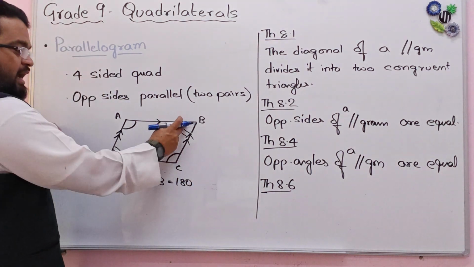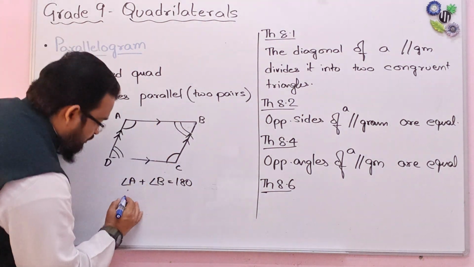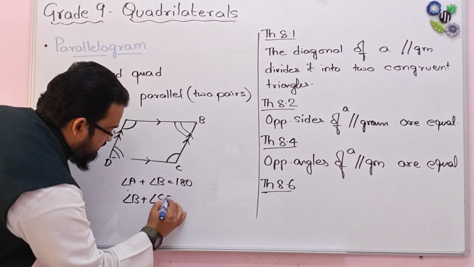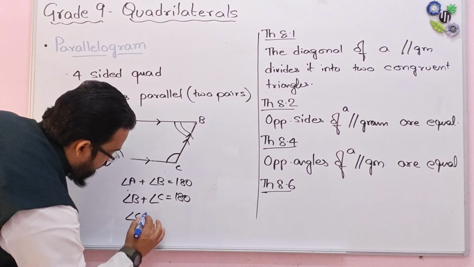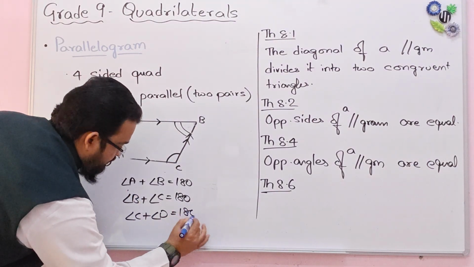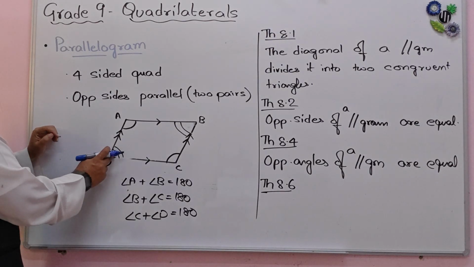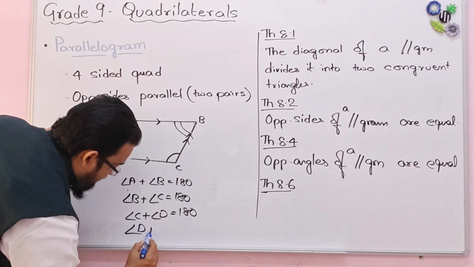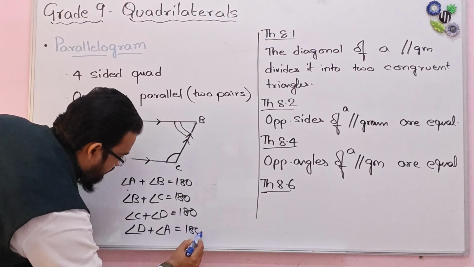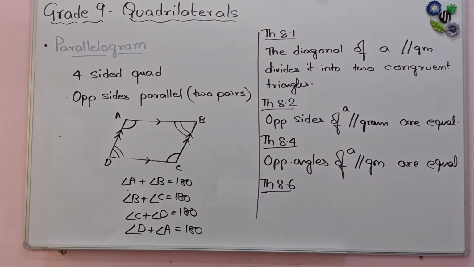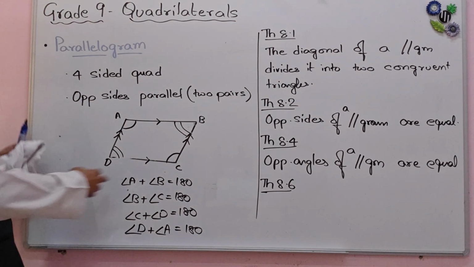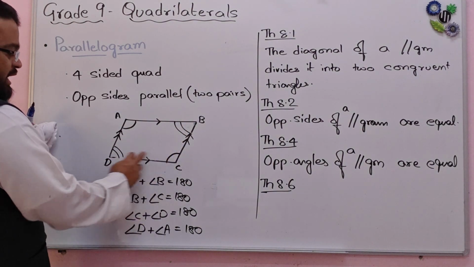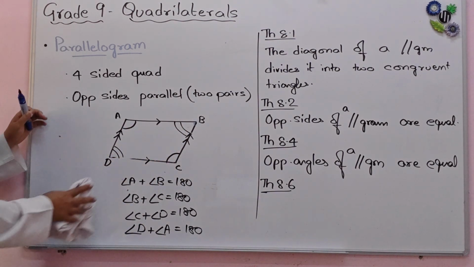In the same way, angle B, what is adjacent to it? Angle C also. So angle B plus angle C is equal to 180 degrees. And in the same way, angle C plus angle D is equal to 180 degrees. In the same way, angle D plus angle A is also equal to 180 degrees. Got it, my dear students? So please write the statement. This is deduced from theorem 8.4. Opposite angles are equal. Since opposite angles are equal, now if you add these two, it will be 180 degrees.